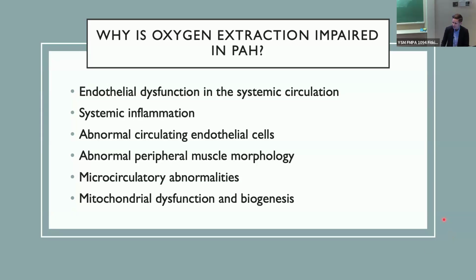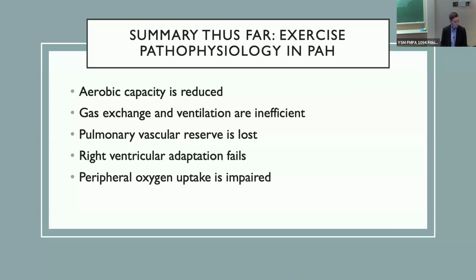I'd also like to briefly highlight here that pathologic hyperventilation may also play a role, which can contribute to a leftward shift of the oxygen hemoglobin dissociation curve in the setting of relative alkalemia during exercise. So in summary thus far, in patients with pulmonary hypertension, their aerobic capacity is reduced, their gas exchange and ventilation are inefficient, they have a loss of pulmonary vascular reserve, they have failure of right ventricular adaptation, and their peripheral oxygen uptake is impaired.